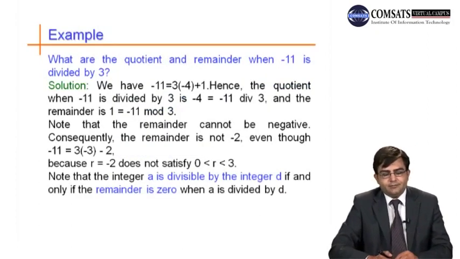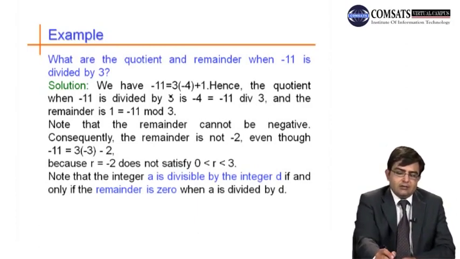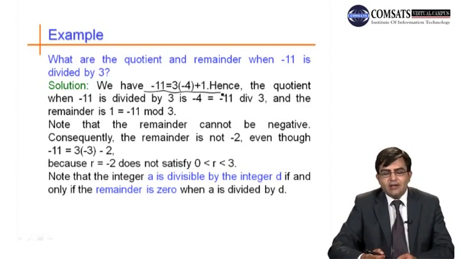Now, example: what are the quotient and remainder when minus 11 is divided by 3? We can write minus 11 in this form: minus 11 is equal to 3 into minus 4 plus 1. So what is the quotient? Quotient is minus 4. And what is the remainder? Remainder is 1.